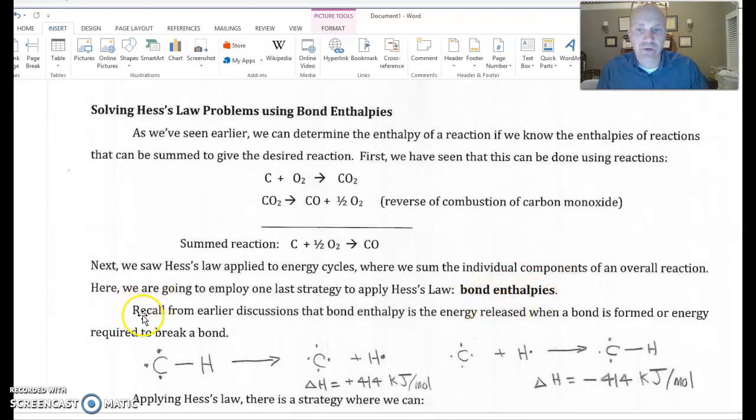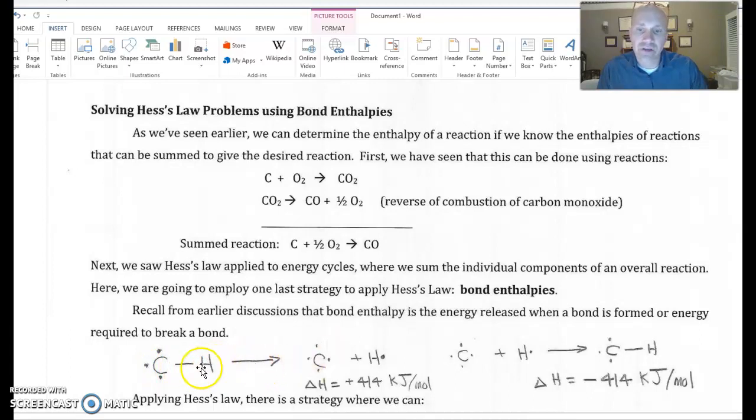If you recall from an earlier discussion that we had, we introduced this concept of bond enthalpy. Bond enthalpy is either the energy released when a bond is formed, or the energy that is required to break a bond. These would just be opposite processes of each other. So for example, let's pretend we're just talking about this one individual bond right here. Again, this would not exist by itself, but we're just doing that to focus on the breaking of a bond between a carbon atom and a hydrogen atom.